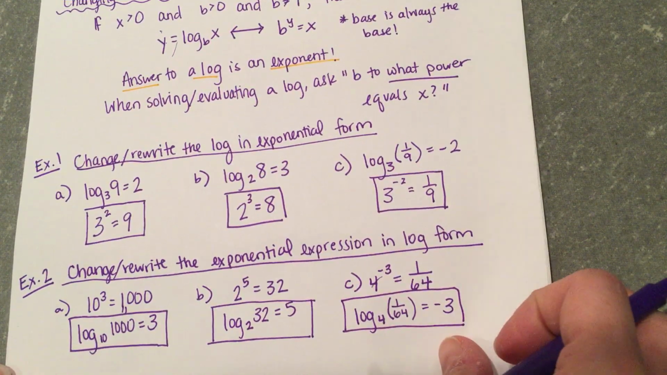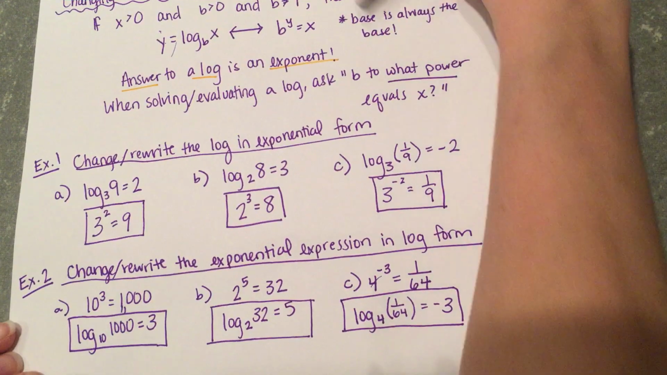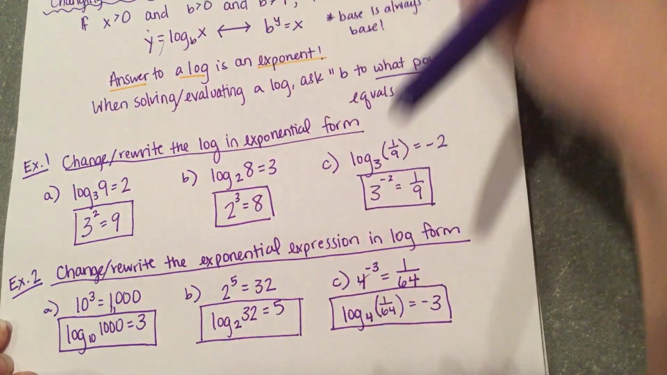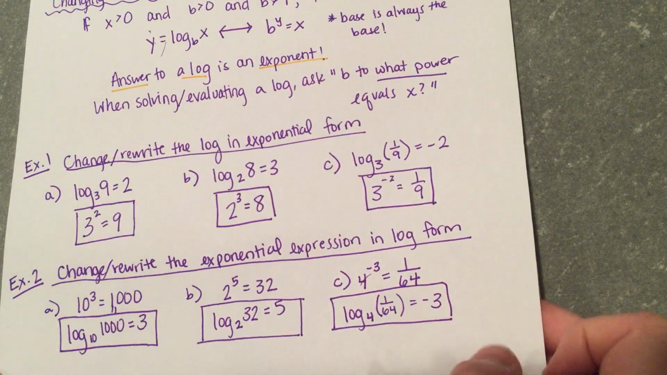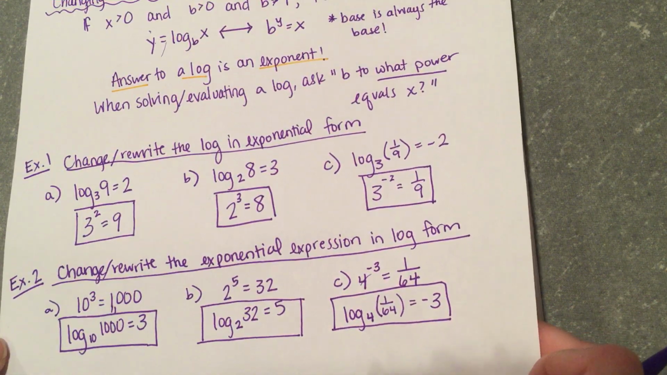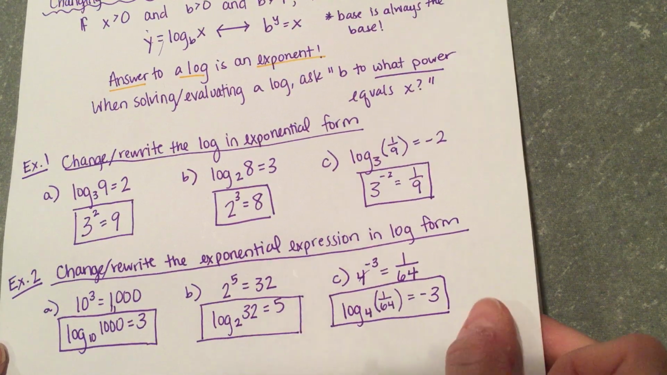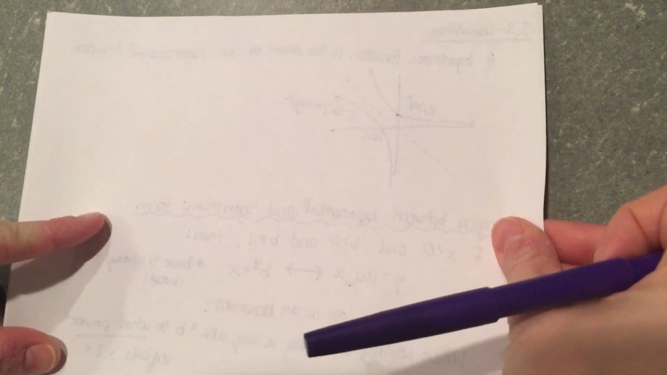Okay. So now that we've kind of practiced going back and forth, because that's just going to be something you need to be able to do relatively easily, we're going to look at the actual types of examples, or some of the types of examples, that you will be doing on your homework. So we're going to actually start evaluating some logs. So it's finding the answer to some logs.